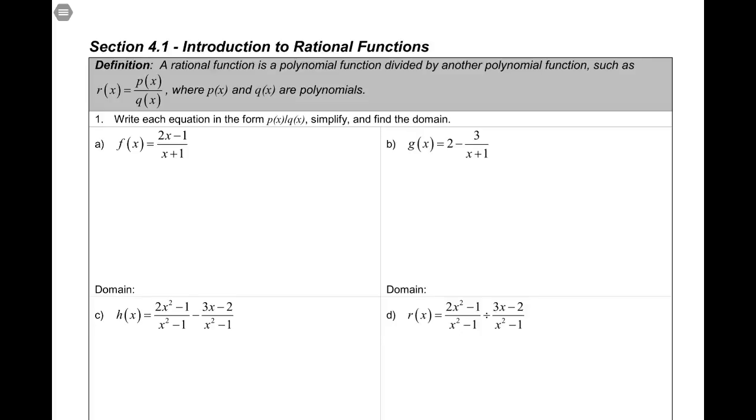Hey folks, we're back and better than ever with another video for college algebra. This is section 4.1. We're talking about rational functions.